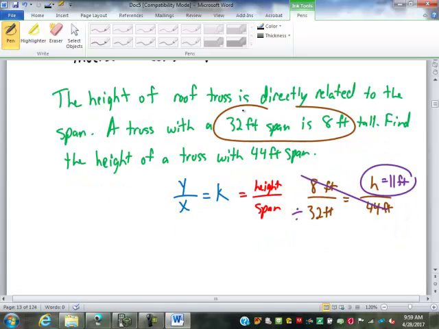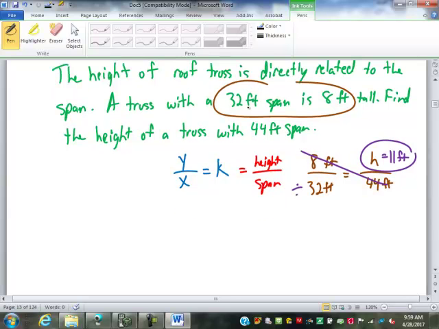Now we could have done that with, again, dosages and weights, dosages and body surface areas, anything that has that direct relationship. We can set it up in a proportion. Now the other side, the inverse relationship, is a constant product.